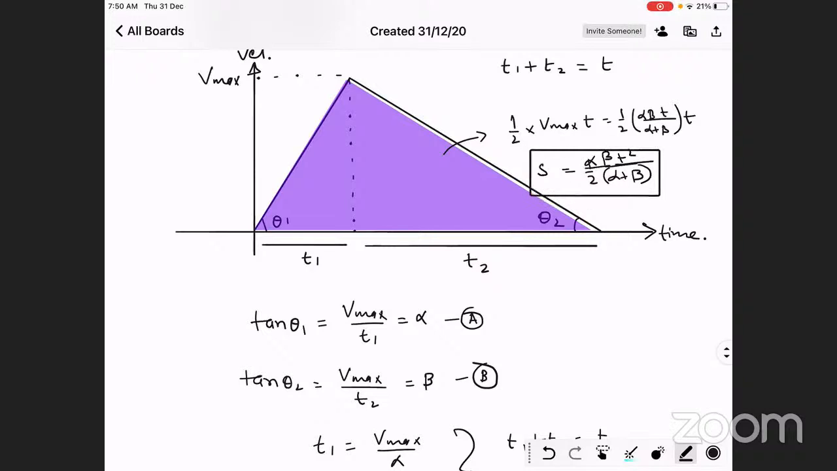Understood, bachcho? Yes, sir. There is another way. There is another method to solve this question. We'll try by that method. You can try by that method by your own by using equations.